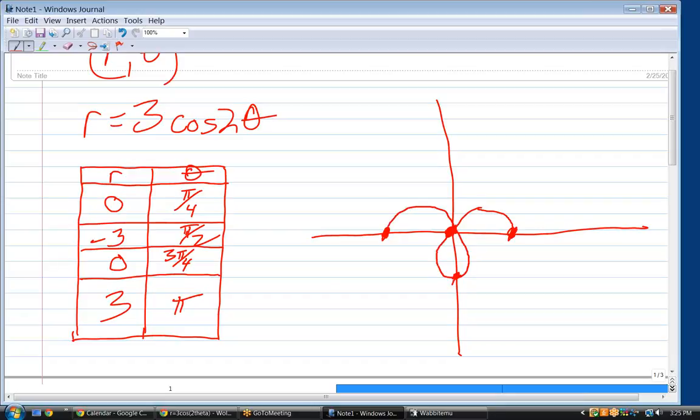So I don't particularly like the way they did this. They should have used at least pi over 8 as a step size, and then you would see these points that are not on the x and y axis. And you do realize that polar coordinates can be graphed on the same xy plane. Yeah. Okay.